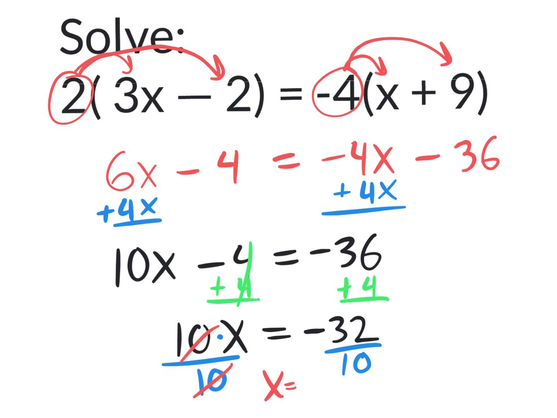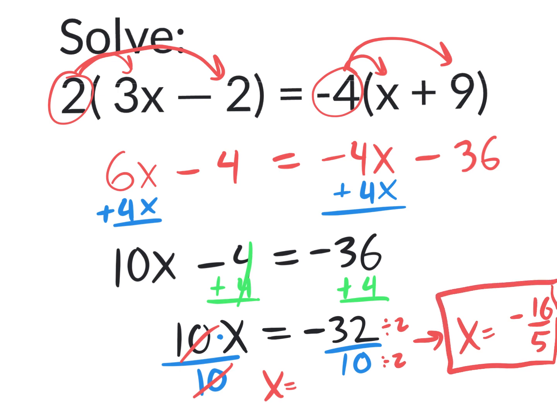So what we're going to do here is leave it like a fraction. However, we could reduce it, okay? Because they're both even numbers, that's a 32, that's a 10. So I could take half of this and half of that. Actually, I'm going to just jot that down so we all know what we're doing. We're reducing the whole fraction by 2. So our final answer is going to be x equals negative 16 over 5.